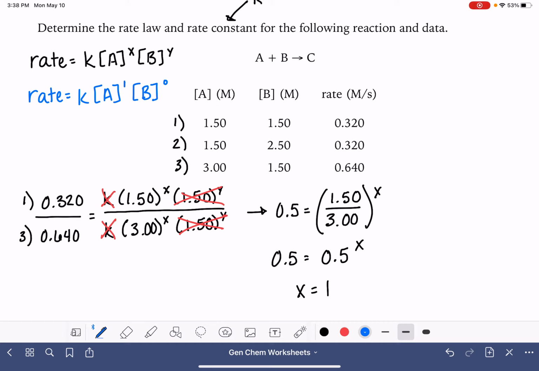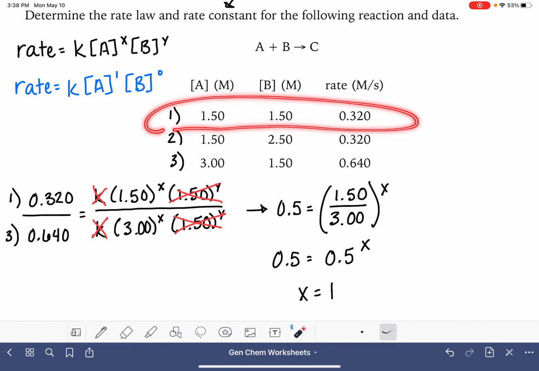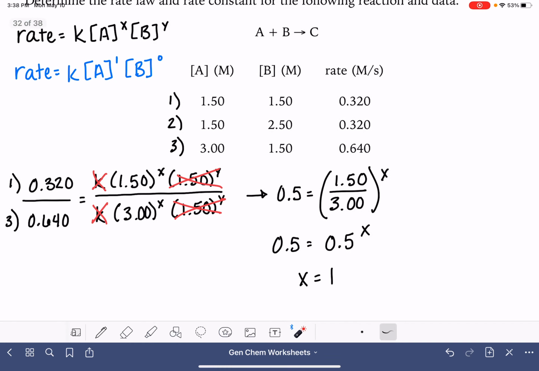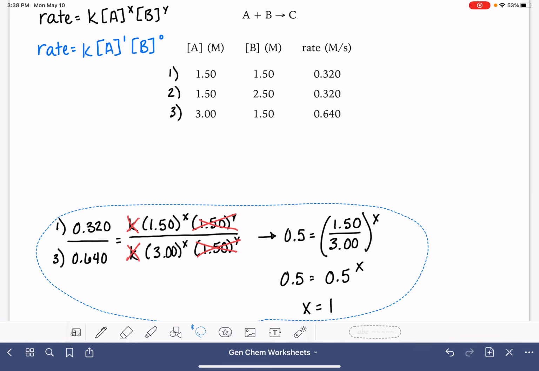Now to determine the value of the rate constant, what we're going to do is go back to our data one more time. We're going to pick any data set we want. Literally, it could be any data set that you want. I'll go ahead and I'll just pick data set number 1 because it's on top. We're going to plug all of these numbers back into the rate law that we have figured out, and we are actually just going to solve for K.